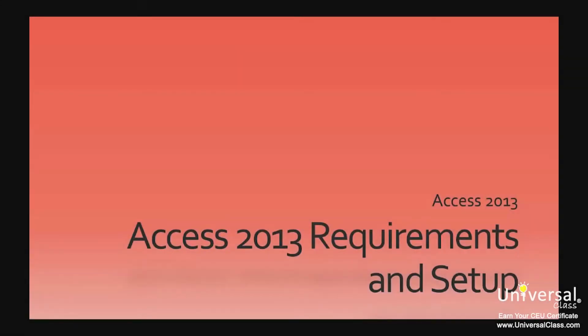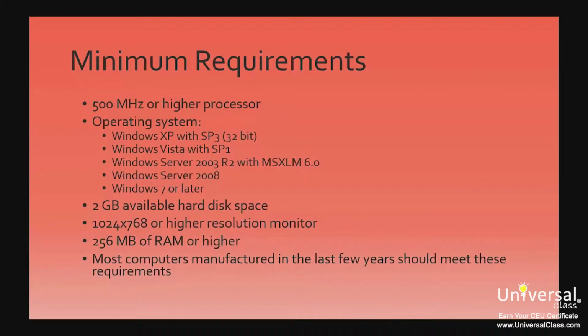Access 2013 Requirements and Setup. Before you even install Access 2013 on your computer, make sure your system has the minimum requirements needed. 500 MHz or higher processor. Operating system: Windows XP with Service Pack 3, Windows Vista with Service Pack 1, Windows Server 2003 R2, Windows Server 2008, or Windows 7 or later.